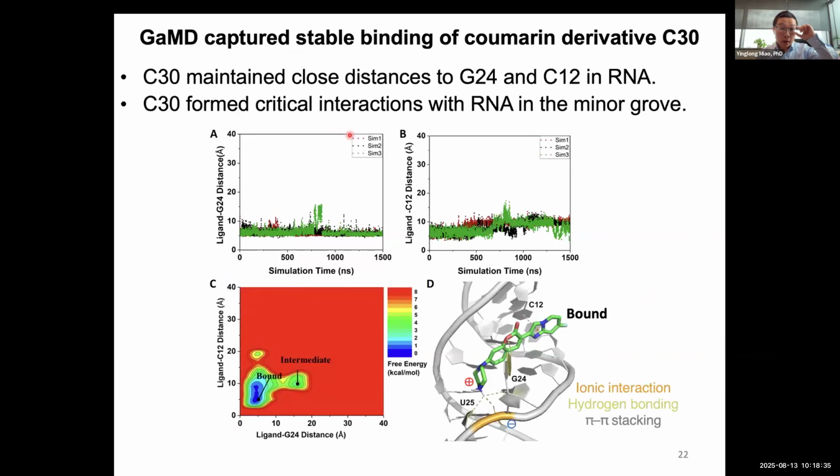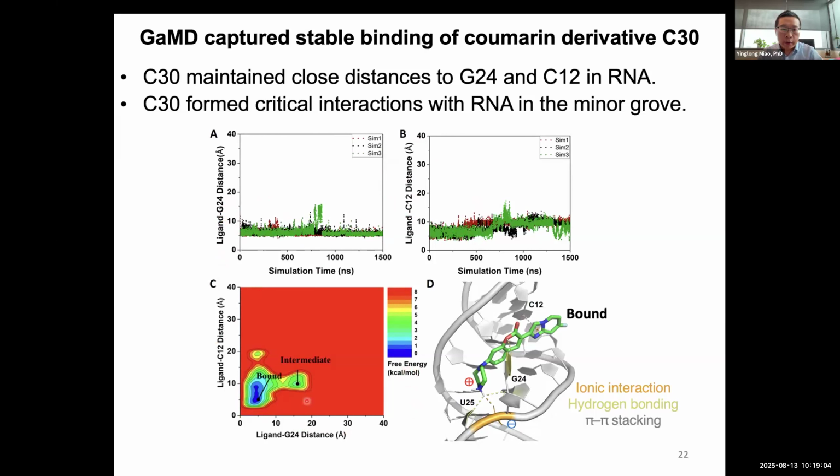Now we move on to run much longer GaMD production simulations. These are for 1500 nanoseconds. We have 3 runs, and in these simulations, the ligand forms close interactions with G24 and C12. So the binding is pretty stable. We take these 2 distances as our reaction coordinates. Then we can calculate a free energy profile.